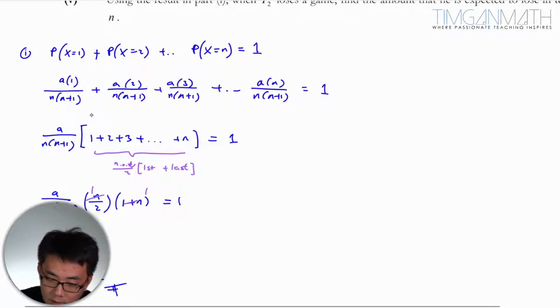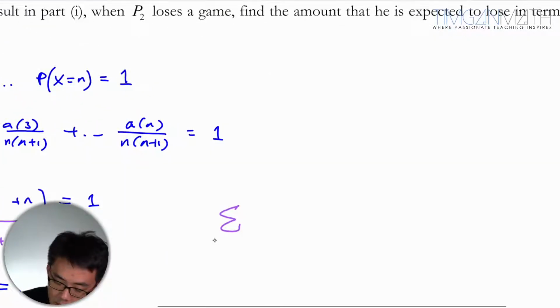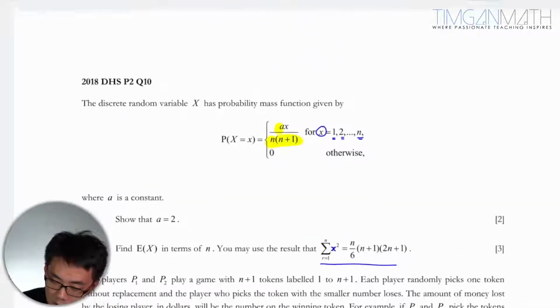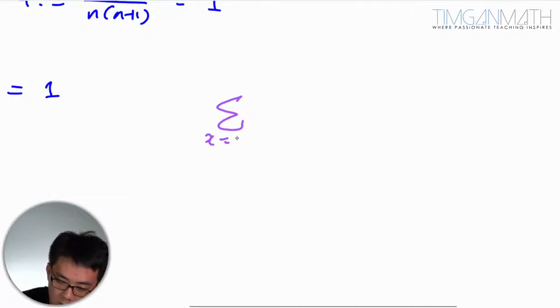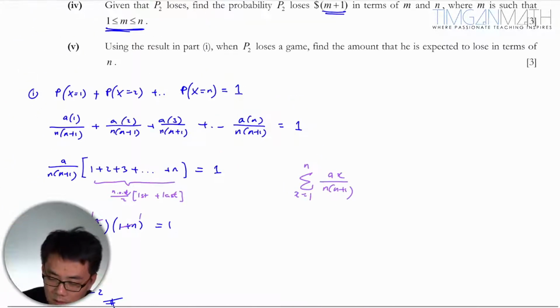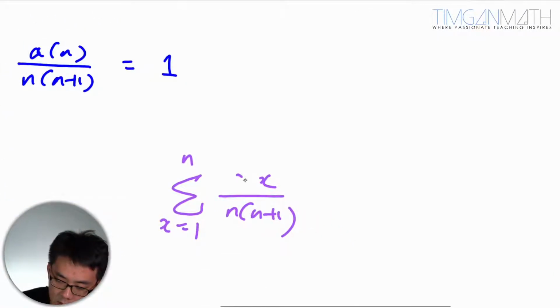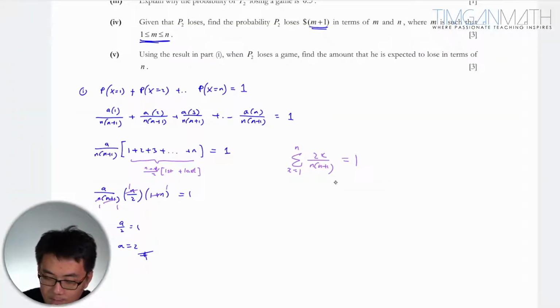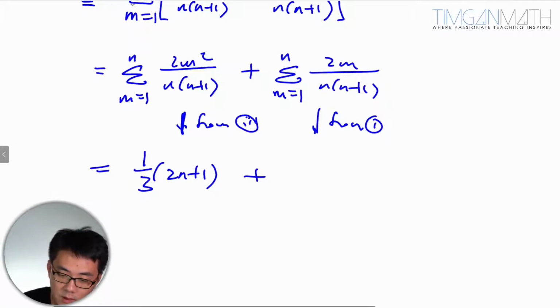Right, because from 1 here you can see that this case here is just summation of x from 1 to n, a x over n plus 1, which is 2. A is 2, right? A is 2. This will give us 1. Okay, so this is from 1. We get this as 1.